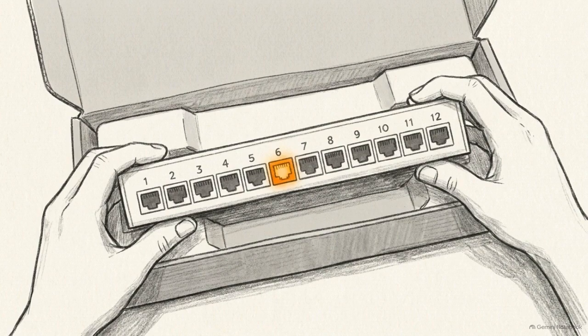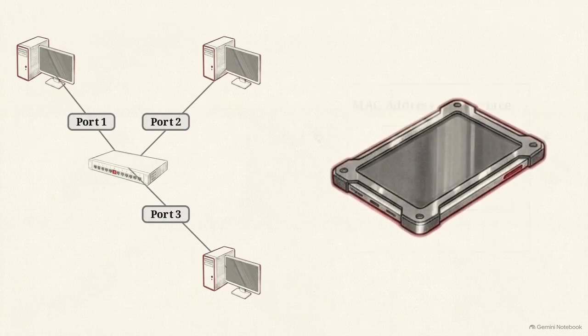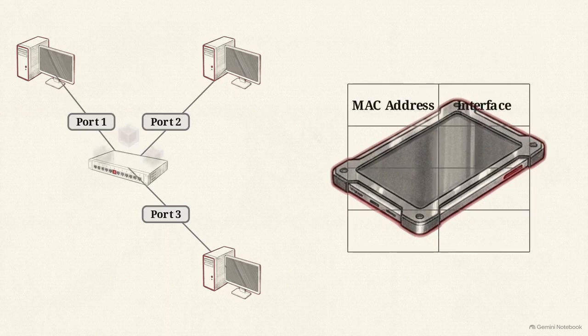When you take a brand new switch out of the box and plug in 3 computers, its internal memory is a total void. The switch has no idea which computer is plugged into which port. To deliver data without crashing the network, it has to build a functional directory of its surroundings from scratch, starting with an absolute blank slate.